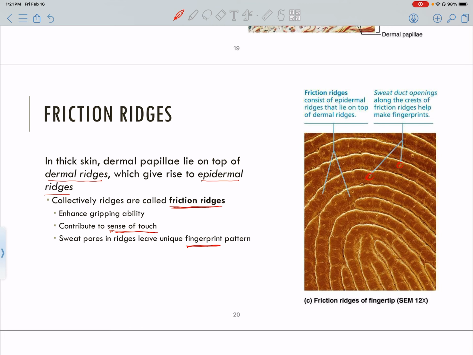So friction ridges, basic thing, they're the result of our papillary layer and our dermal papillae. They give rise to our fingerprint, which is genetically unique to each one of us. You probably know that nobody except for identical twins has the same fingerprint. So it is genetically determined. They also contribute to our sense of touch and help us with enhancing the ability of us to grip something.